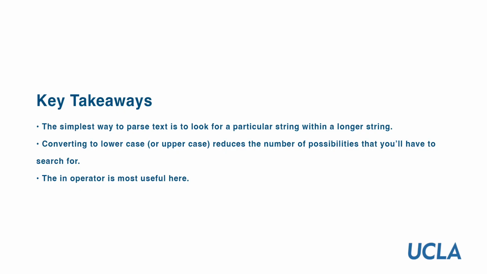So I'll leave you with the takeaways: the simplest way to parse text is to look for a particular string that's contained within a longer string. Convert it to lowercase, you could also do uppercase. It's going to reduce the number of possibilities that you'll have to search for. And this in operator is very useful here. So we saw, is "0 parking" in this longer string? And that returns a Boolean value. Let's stop there. And in the next lecture, we're going to look at a more complex set of web scraping possibilities.